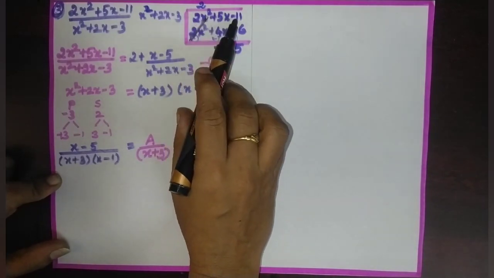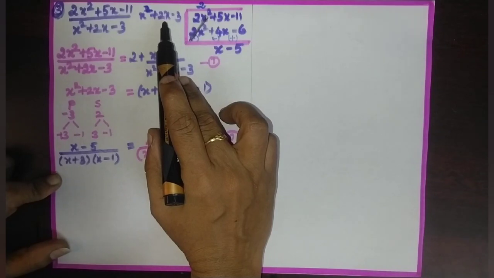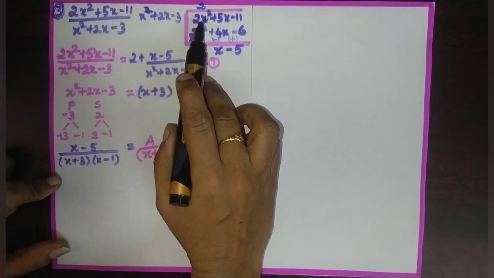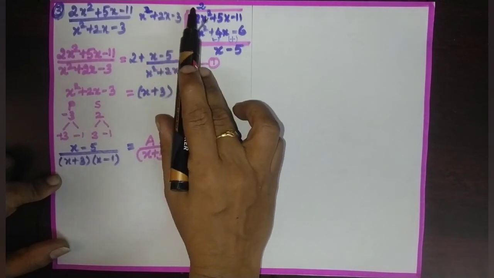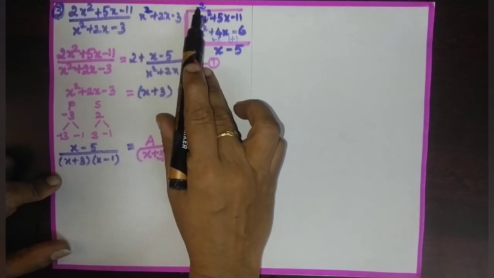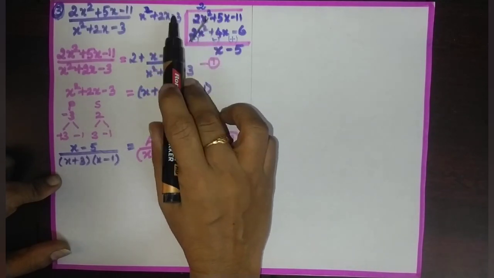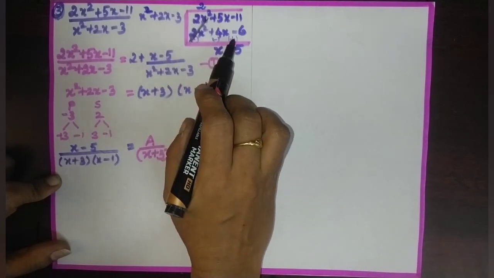2x square plus 5x minus 11 is divided by x square plus 2x minus 3. In order to get x square to drop out, multiply by 2. X square into 2 is 2x square. 2x into 2 is 4x. Minus 3 into 2 is minus 6.